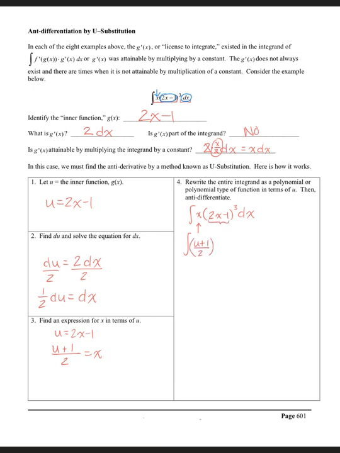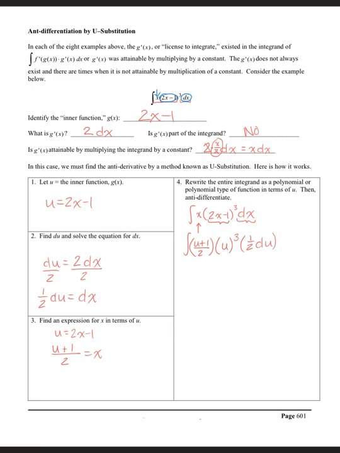The inside right here is u, and the dx here is 1/2 du. Okay, so what I've done is I've replaced everything with x and I've rewritten it in terms of u. Rewritten? Yeah, that's the word.